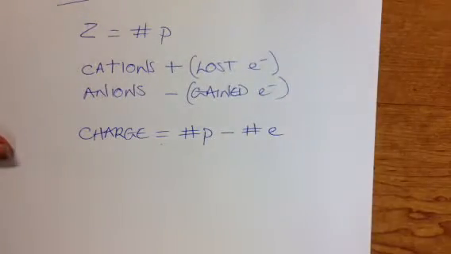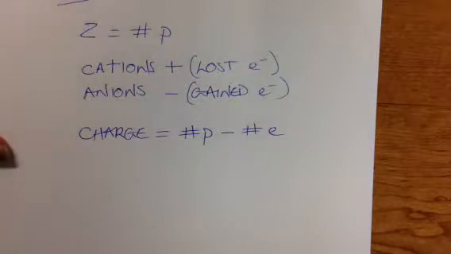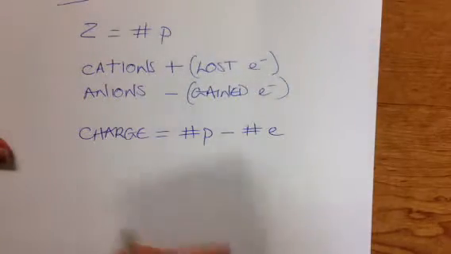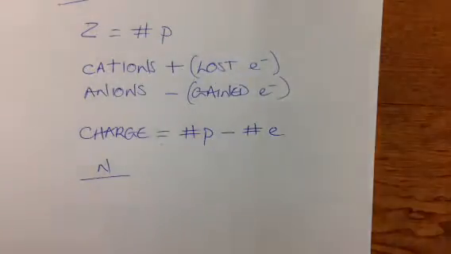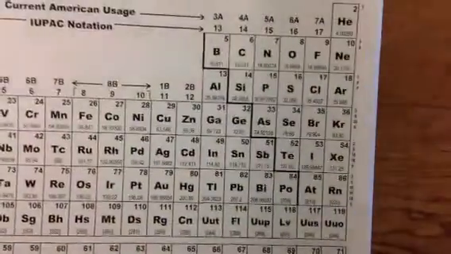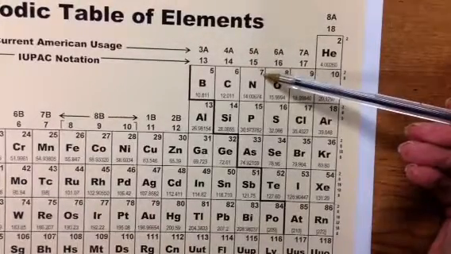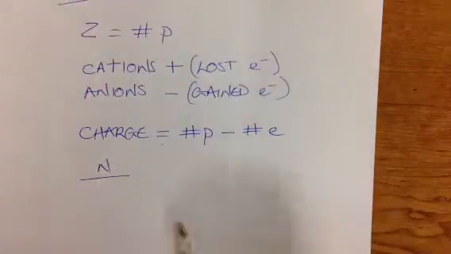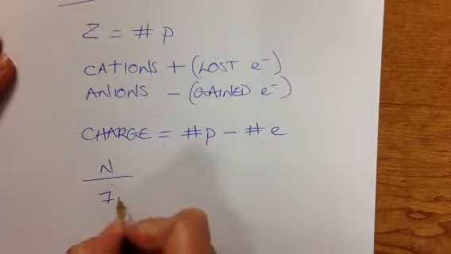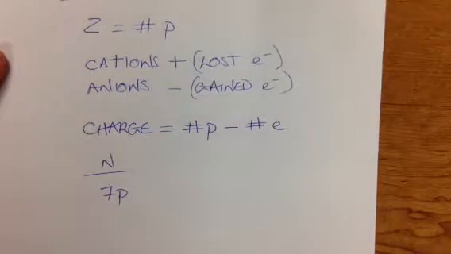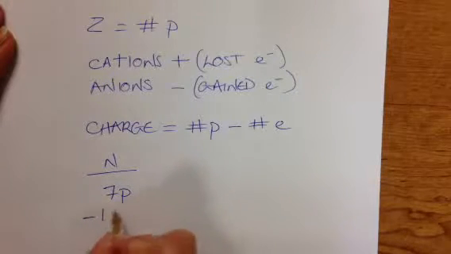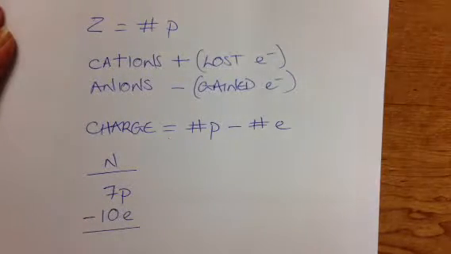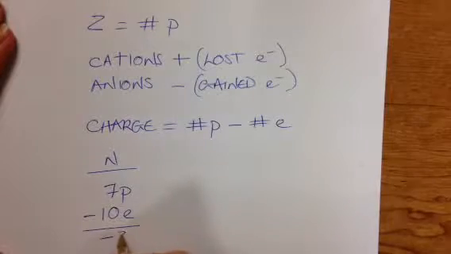So let's consider the nitrogen ion that has 10 electrons. First thing we need to do is look for the number of protons. We just looked at that in the periodic table. Remember, it's this number right here. So that's 7. It has 7 protons. And we're considering the charge on the nitrogen ion that has 10 electrons. So protons minus electrons, in this case it's -3.